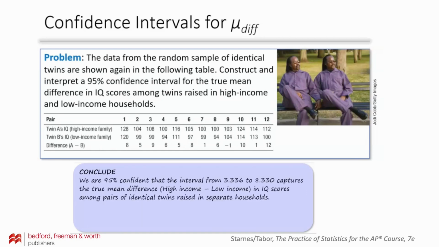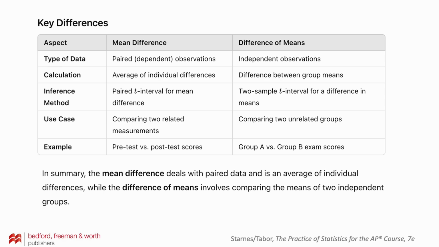To conclude, we are 95% confident that the interval from 3.336 to 8.330 captures the true mean difference, high income minus low income, you got to give me the order, in IQ scores among pairs of identical twins raised in separate households. Now, key difference, because this is the big difference that a lot of students get confused.